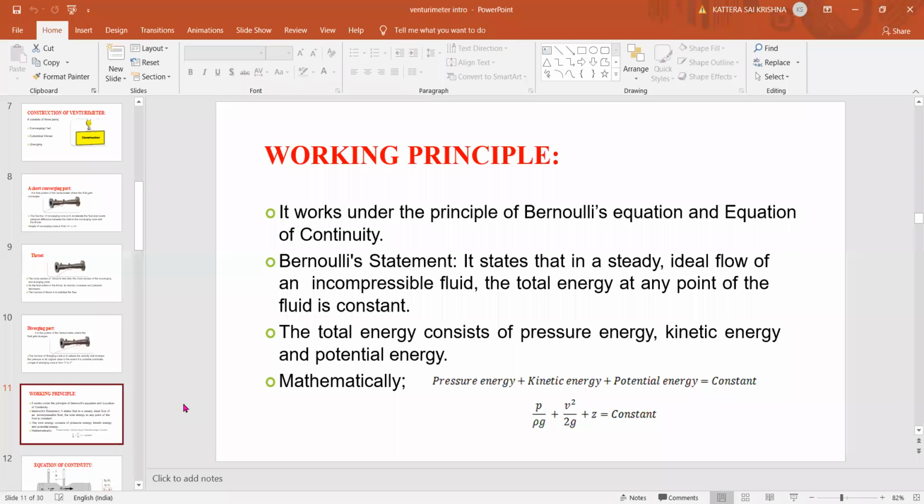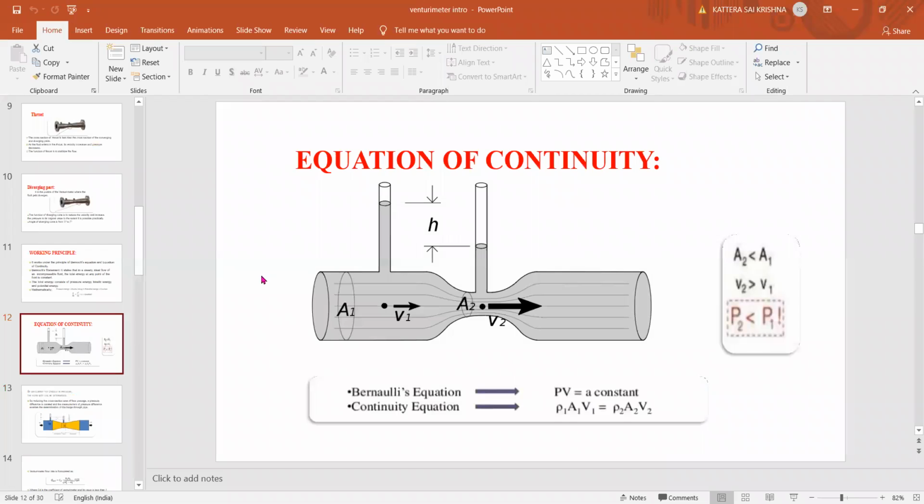Okay, so this is the working principle. It works on the principle of Bernoulli's equation and the equation of continuity. The equation of continuity is this one: at section 1, discharge, which is nothing but A1 V1 equal to A2 V2. Discharge at section 1. If I consider this section as 1 and this section as 2, the continuity equation states that the discharge through this is equal to the discharge through this.